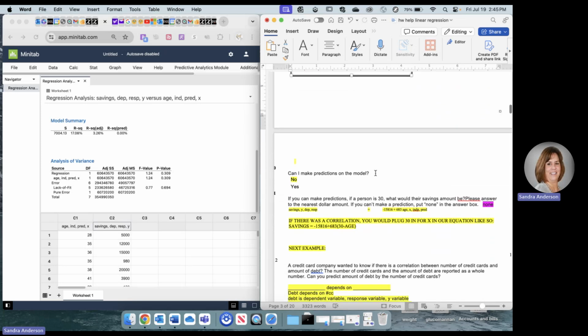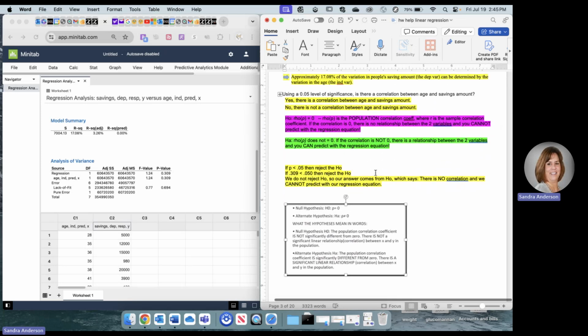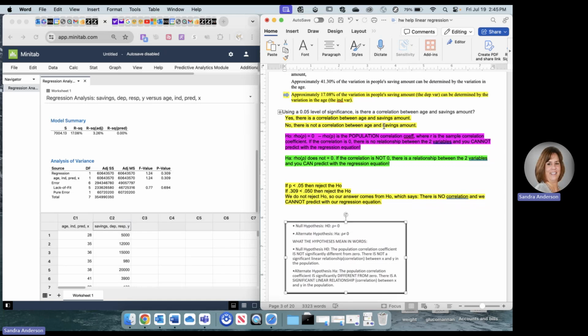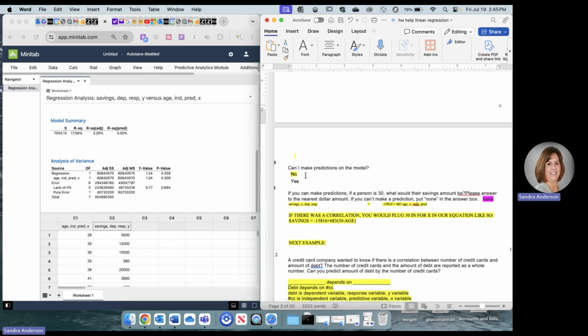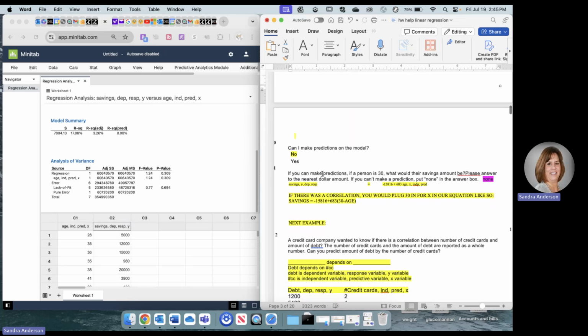So the last questions are, can you make, oh, well, did we answer this? No, there's not a correlation. The next question is, can you make predictions? No, I can't make predictions. If you can make predictions when the age is 30, what's the savings amount? If you can't make predictions, put the word none in the blank. So your answer here in purple is none.